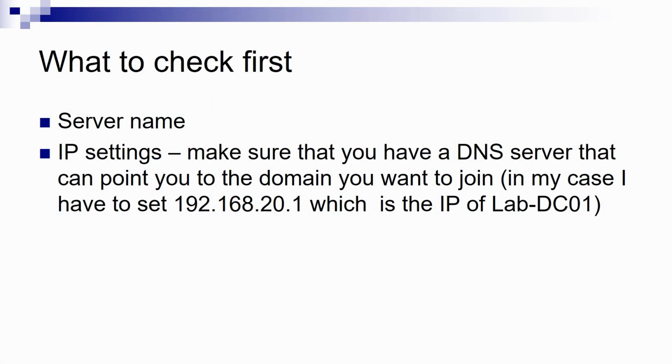Like in the last video, let's see first what we should check. Again, make sure that the server name is set correctly to what you want your domain controller to be named. And also, again, check the IP settings, make sure that the correct IP address and mask and also default gateway is set. And one important thing is to make sure that you have a DNS server set that will actually allow you to find your domain. So in our case, the only way to do this is to set the lab DC01 IP address as the DNS server.